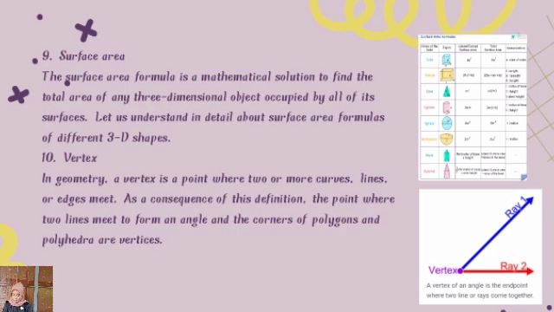And the last, number 10, is vertex. In geometry, a vertex is a point where two or more curves, lines, or edges meet. As a consequence of this definition, the point where two lines meet to form an angle, and the corners of polygons and polyhedra, are vertices.